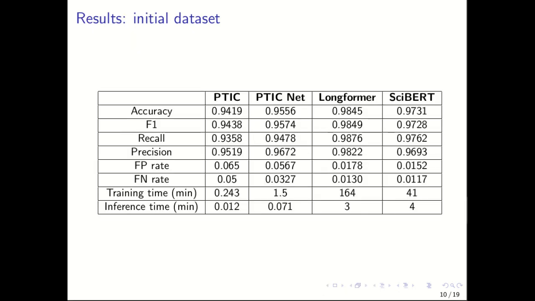Let's discuss results on the initial dataset. On the initial dataset, TIS and our weighted version TISnet showed results comparable to the transformers' performance, but at the same time they work much faster than transformers. Longformer shows the best results. The ability to utilize sequences longer than 500 tokens was beneficial for the given initial dataset, where more than 10% of abstracts have this length.